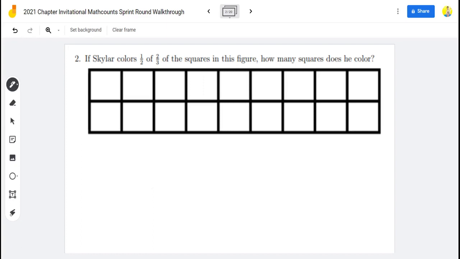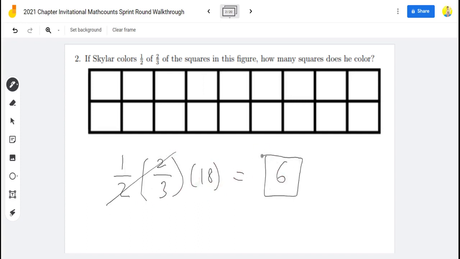If Skylar colors 1/2 of 2/3 of the squares in this figure, how many squares does he color? Let's count the total number of squares in the figure first. So we see that there are 1, 2, 3, 4, 5, 6, 7, 8, 9, 1, 2, so there are 18 total squares in the figure. He colors 1/2 of 2/3 of 18 squares. And the 2 and 2 cancel out, so he colors 6 squares.